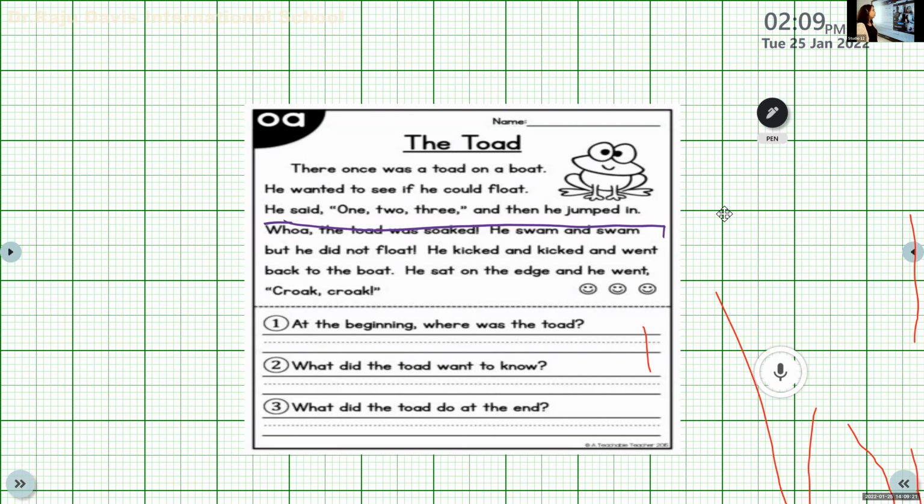Irene, now you unmute. Yes, ma'am. Read. There once was a toad on a boat. He wanted to see if he could float. He said one, two, three, and then he jumped in.